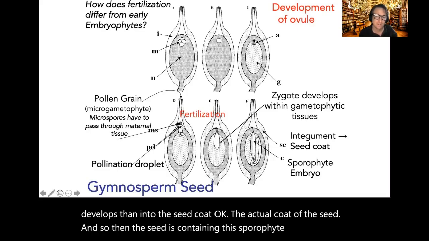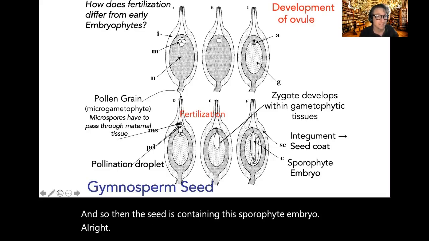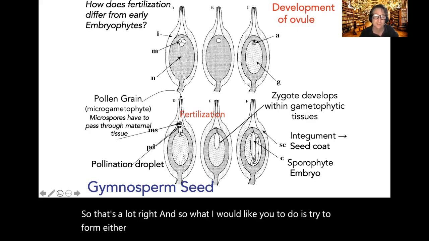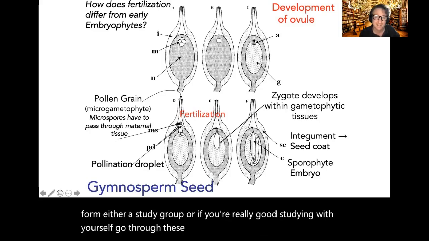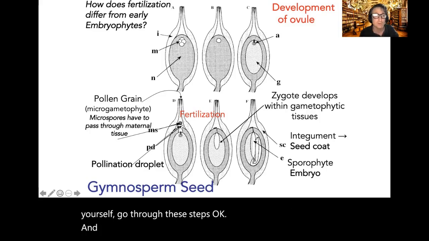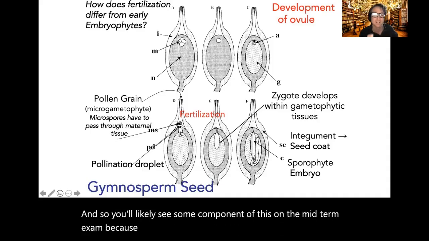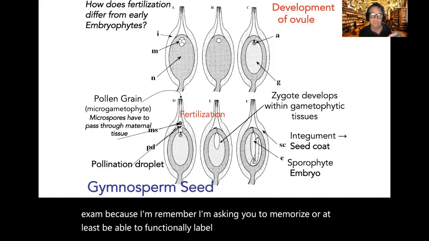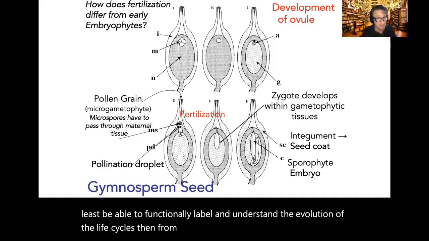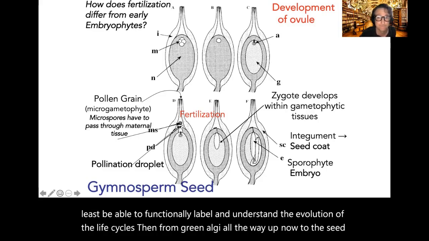All right, so that's a lot. What I would like you to do is try to form a study group, or if you're really good at studying, do it by yourself, and go through these steps. You'll likely see some component of this on the midterm exam, because remember, I'm asking you to memorize, or at least be able to functionally label and understand, the evolution of the life cycles from green algae all the way up to the seed plants.